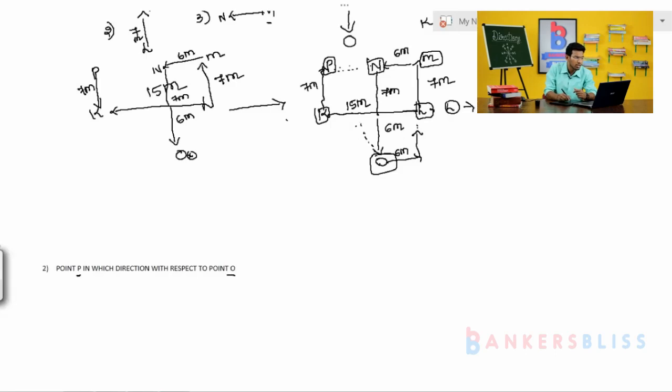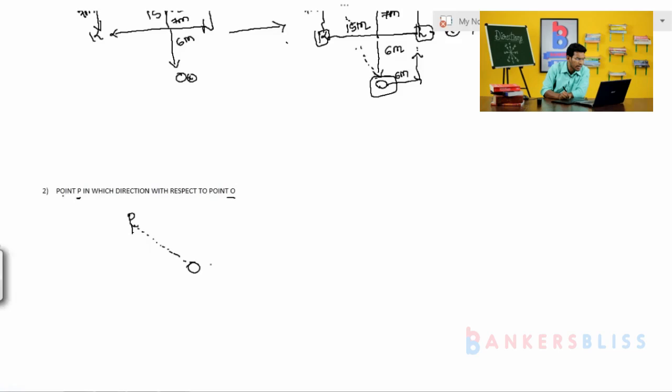So which direction is it, guys? For your understanding, I will write here. Imagine O as yourself and P as your friend. Then from your point to P, which direction is he facing? When the arrow moves in this direction, what is the intercardinal direction? It is nothing but NW. He is facing the northwest direction.